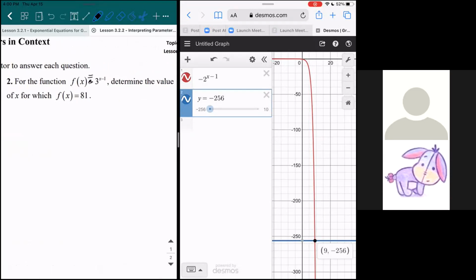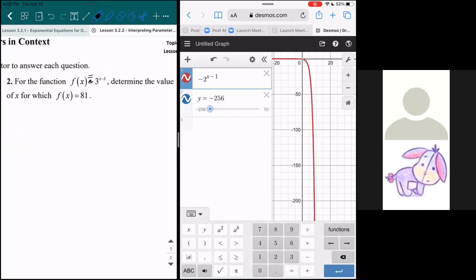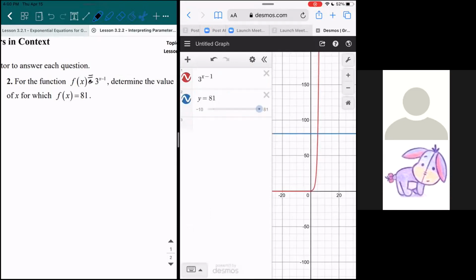Okay, so now that we're unpaused, let's double check by having me type in the same stuff and seeing if you got the exact same answer. So we have 3 to the power of x minus 1 as our first equation, and then the second one, y is equal to 81. And I'm going to scroll up. Okay, there's the intersection of my two graphs. I click on it, you should have gotten x is equal to 5.